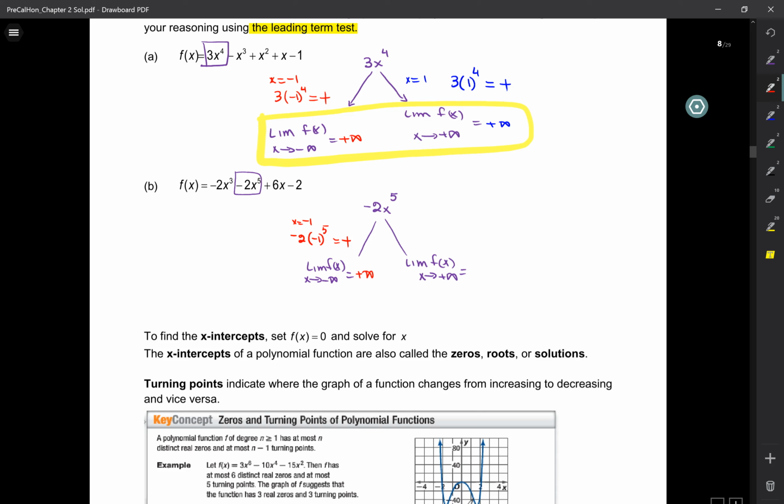Well, what about here when x is positive infinity? I pick a positive number, like x equals +1. Plug it in, -2 times 1 to the power of 5. The result is going to be a negative number. So this is negative infinity. And there you have it, my end behavior.